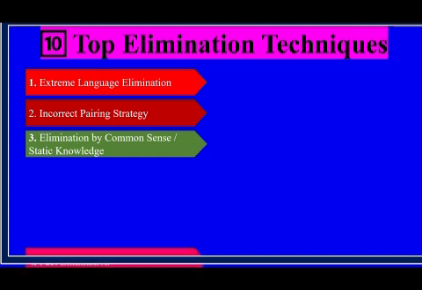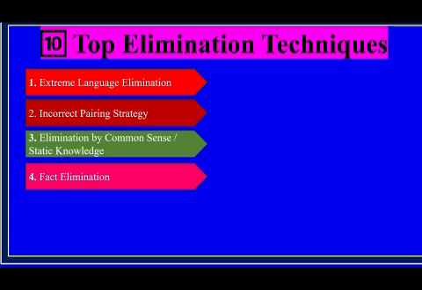And also you can eliminate by fact elimination. That is, if a statement is factually wrong, eliminate that option. For example, India shares a land boundary with Sri Lanka. Definitely wrong, because India only shares a maritime boundary with Sri Lanka, not a land boundary. So that is a fact thing. You should eliminate through your fact knowledge.